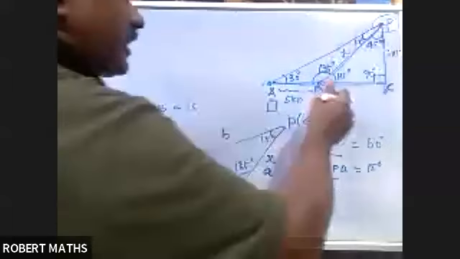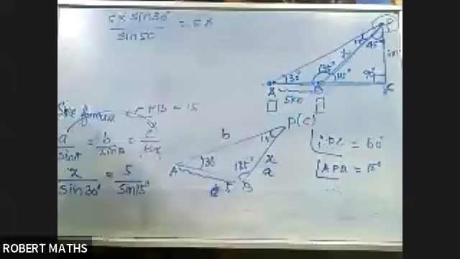X is equals to, cross multiply, 5 into sin 30 degree divided by sin 15 degree. 5 into what is sin 30 degree? What is sin 30 degree value? Which is equals to 1 by 2. Very good. Sin 30 degree is equals to 1 by 2.